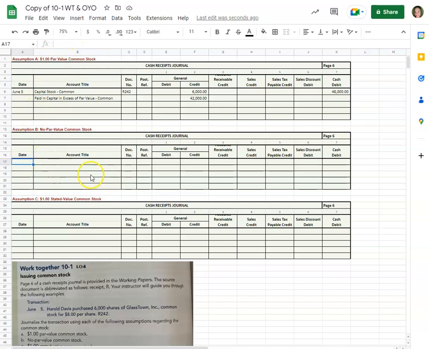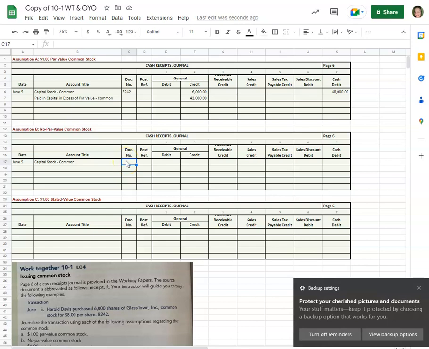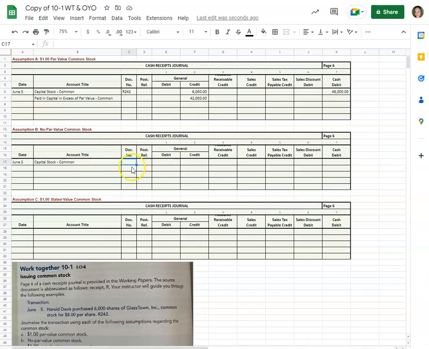Now assumption B, same thing, June the 5th, and it's just going to be the capital stock common. So this time there's no par value. We know that it's worth $8 per share. So it's just going to be receipt number, same one, 242. And then our credit will be just 48,000 and cash debit 48,000. Okay, that one's done. Now assumption C, $1 stated value common stock.